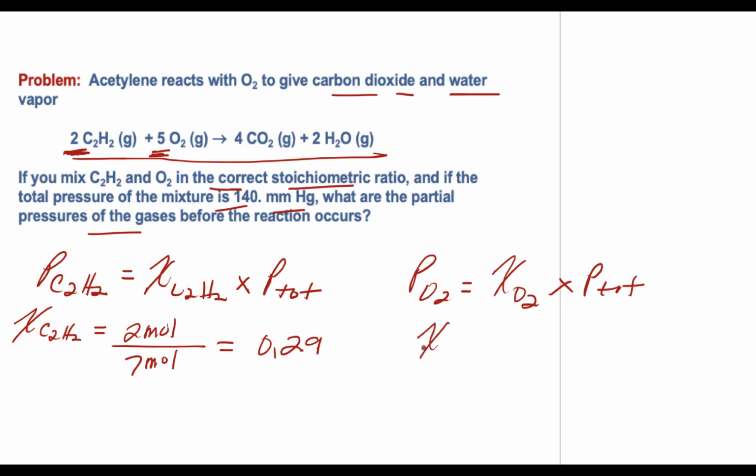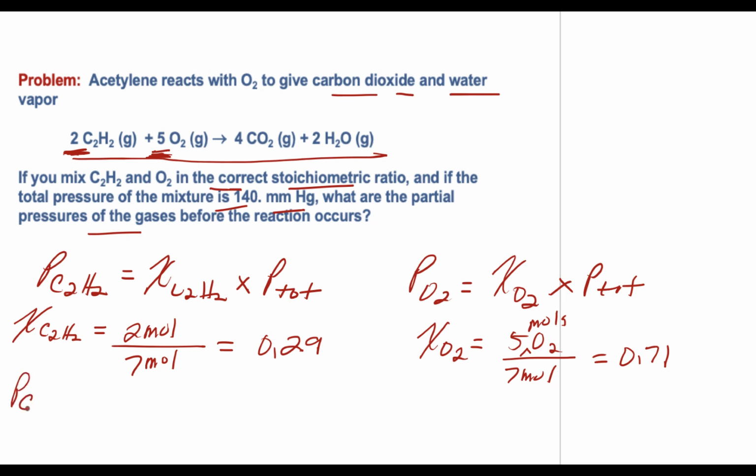And then the mole fraction of the oxygen is going to be equal to 5 moles of oxygen divided by the total number of moles. That's 7 moles total. So 5 divided by 7, that's 0.71. So now we'll find the partial pressure of each gas.